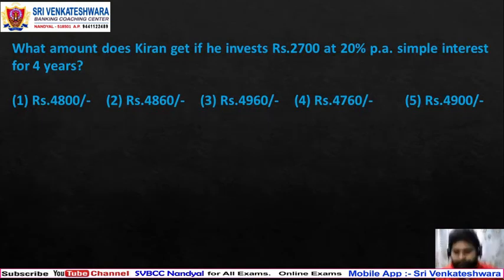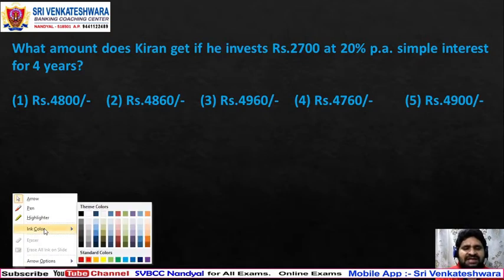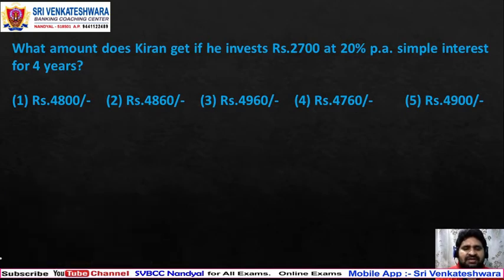First one, what amount does Karen get if he invests 2,700 at a rate of 20% per annum simple interest? Now always remember one point here. What is the question they're asking in that? What is exactly the principal amount, what is the interest amount? If you understand that, the question is always very easy. Look at here, what amount does Karen get?